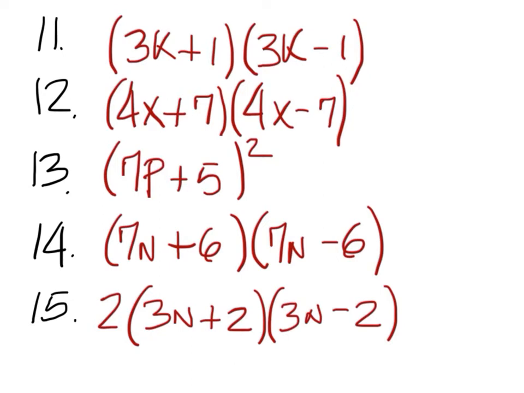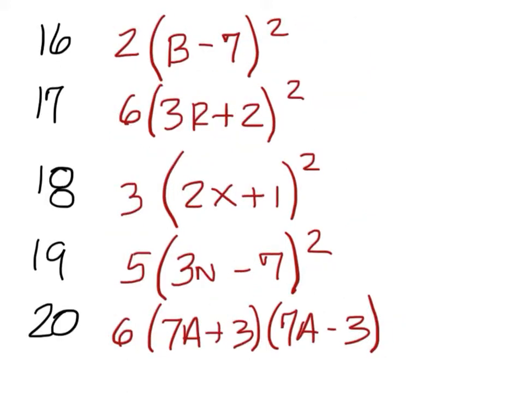11 through 15. For number 13, you can write them out in two quantities. 16 through 20. For 16, 17, 18, and 19, you can break those squared quantities up into two quantities if you want to.